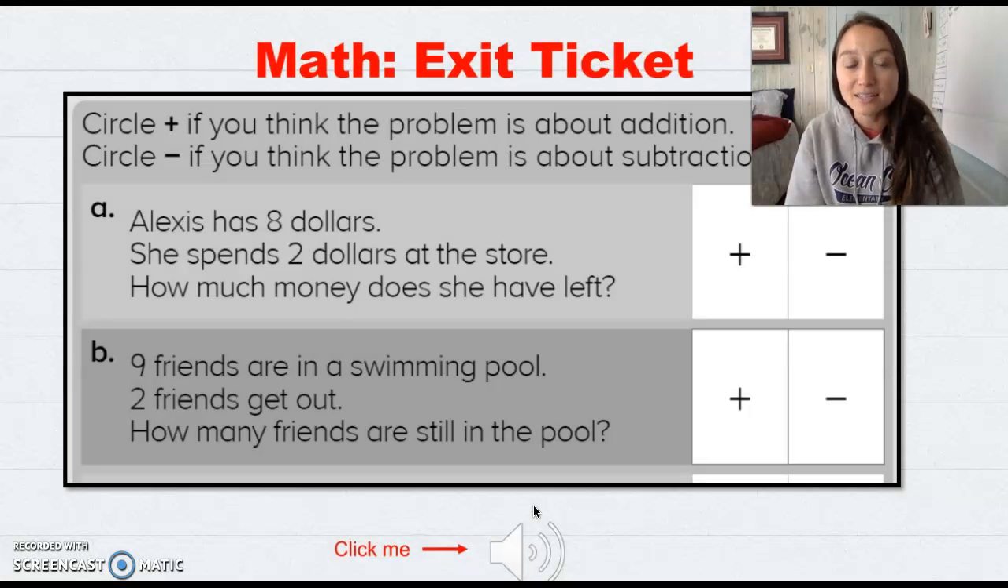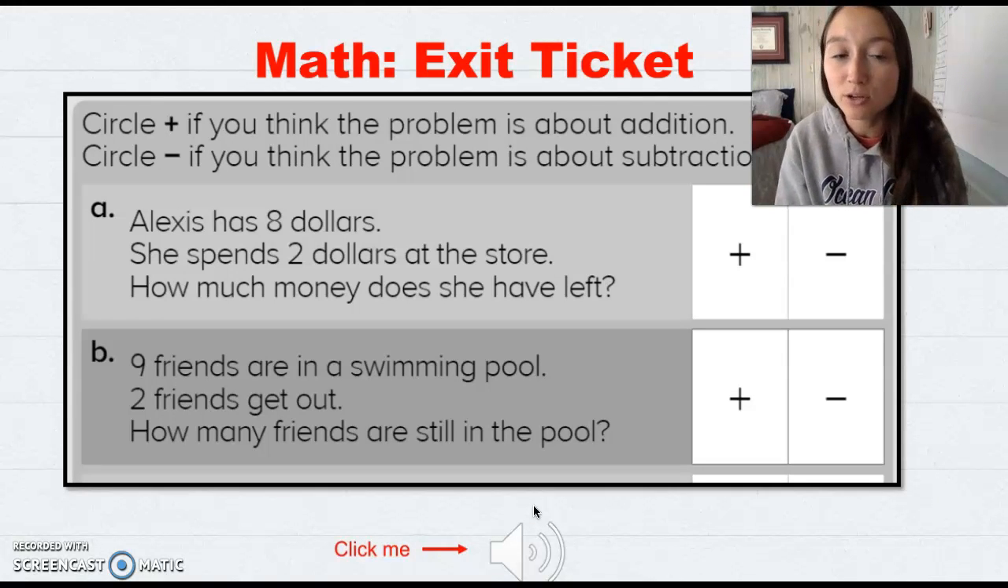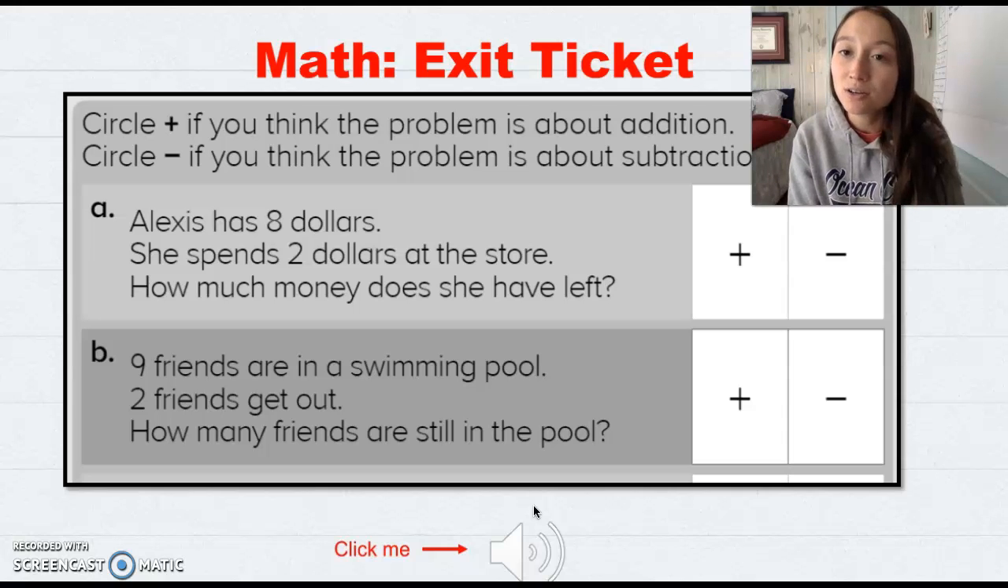For your exit ticket today, you are going to talk to your caregiver about the 2 problems on your screen. You are going to decide if it is an addition or a subtraction problem. Let's look at letter A. Alexis has $8. She spends $2 at the store. How much money does she have left?